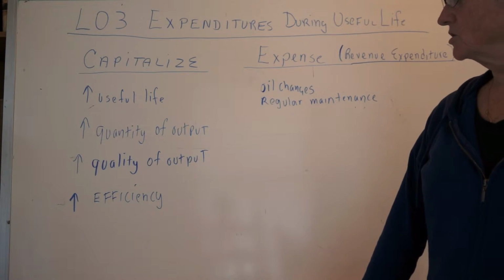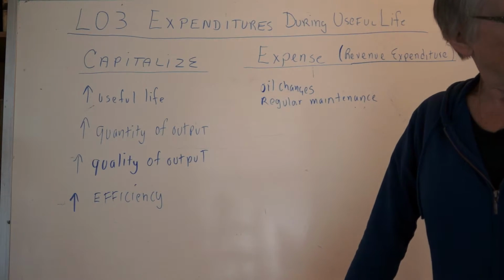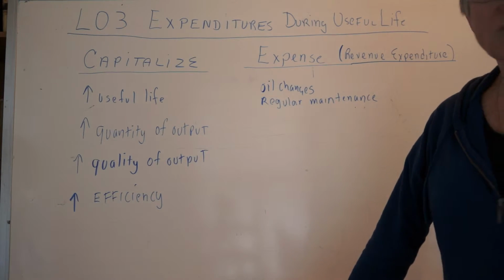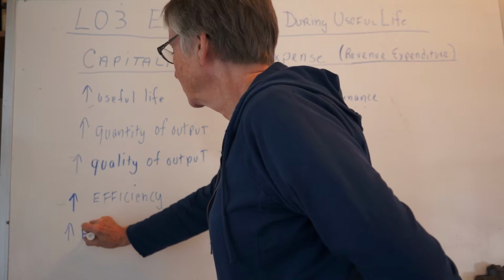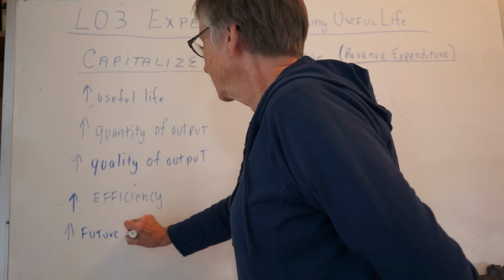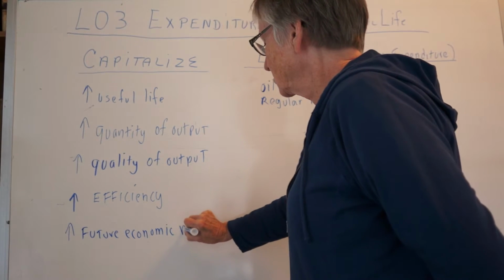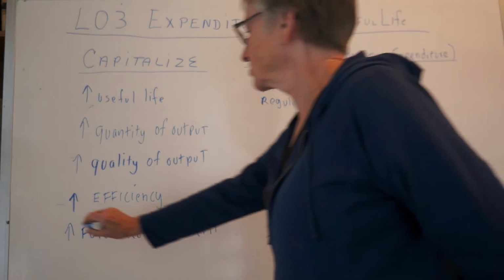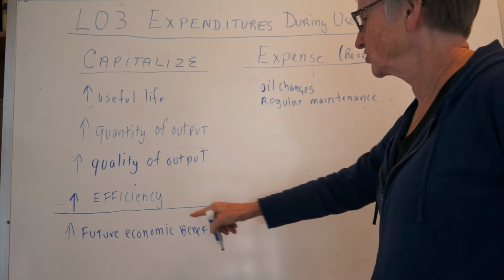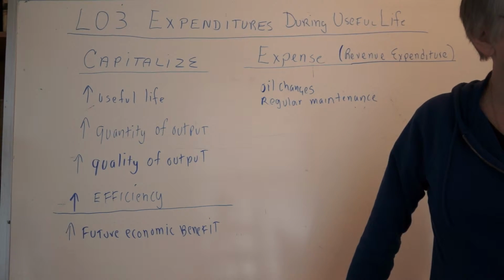So it could increase the productivity, which would be the quantity. It could increase the quality. In general, it's had some material increase in the future economic benefit as a result of this expenditure, which means it meets the definition of an asset, and we can add it on to the cost of the asset. So those in general, somehow they increase the future economic benefit associated with it. So they would just get added on.